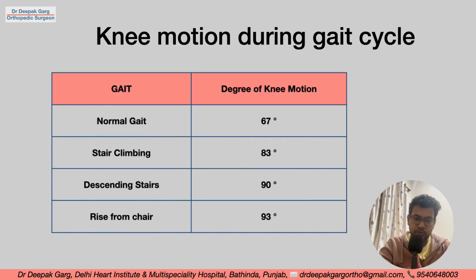Today we will discuss biomechanics of knee in total knee arthroplasty. In our day-to-day routine activities, we need a knee range of motion minimum of 0 to 100 degrees. So our goal in knee replacement surgery is to achieve minimum of this range of motion.